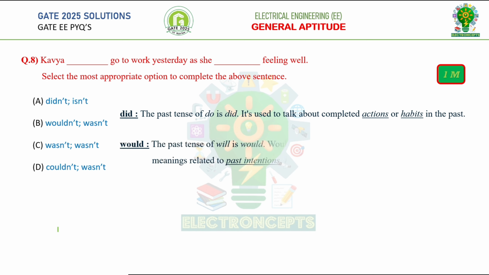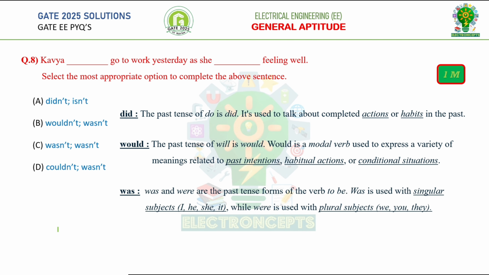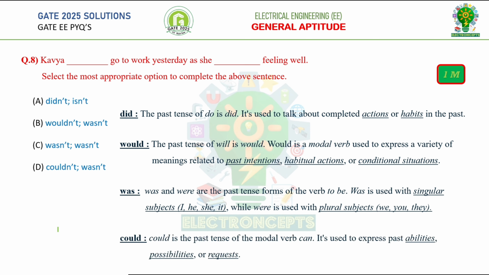The verb would is past tense of will. Would is a modal verb used to express a variety of meanings related to past intentions, habitual actions, or conditional situations. Verbs was and were are the past tense forms of the verb to be. Was is used with singular subjects, while were is used with plural subjects. Could is the past tense of the modal verb can. It is used to express the past abilities, possibilities, or requests.